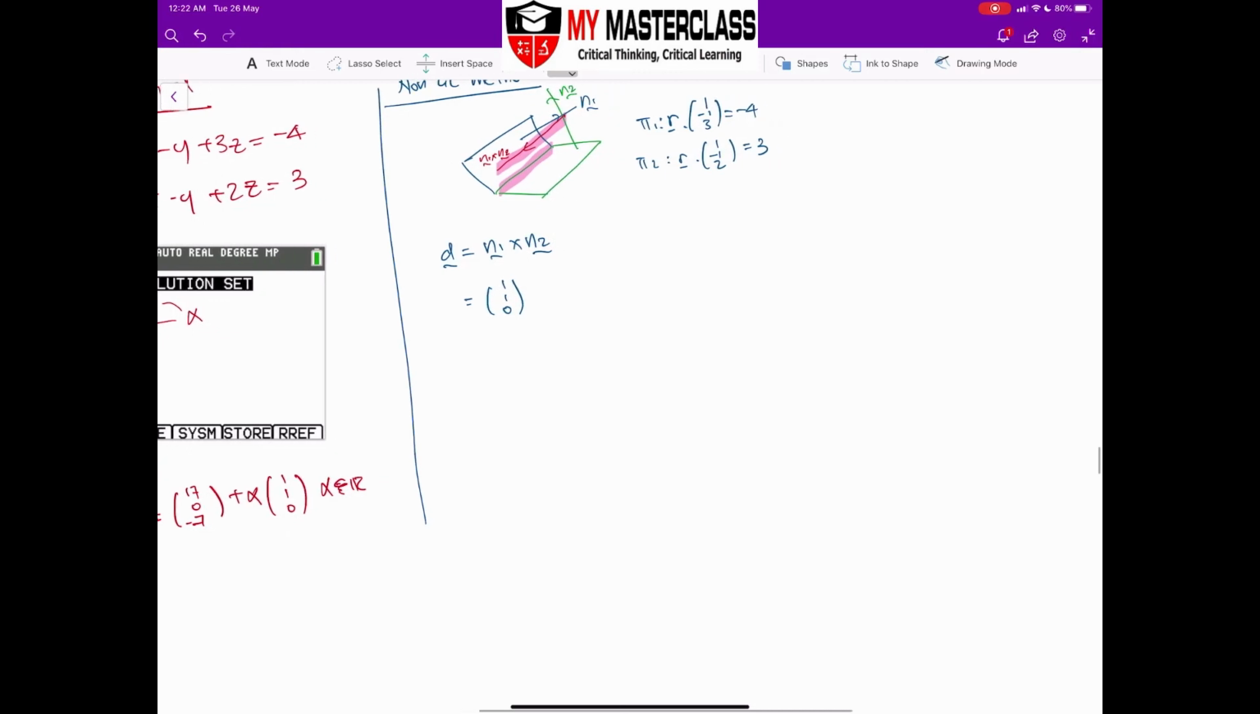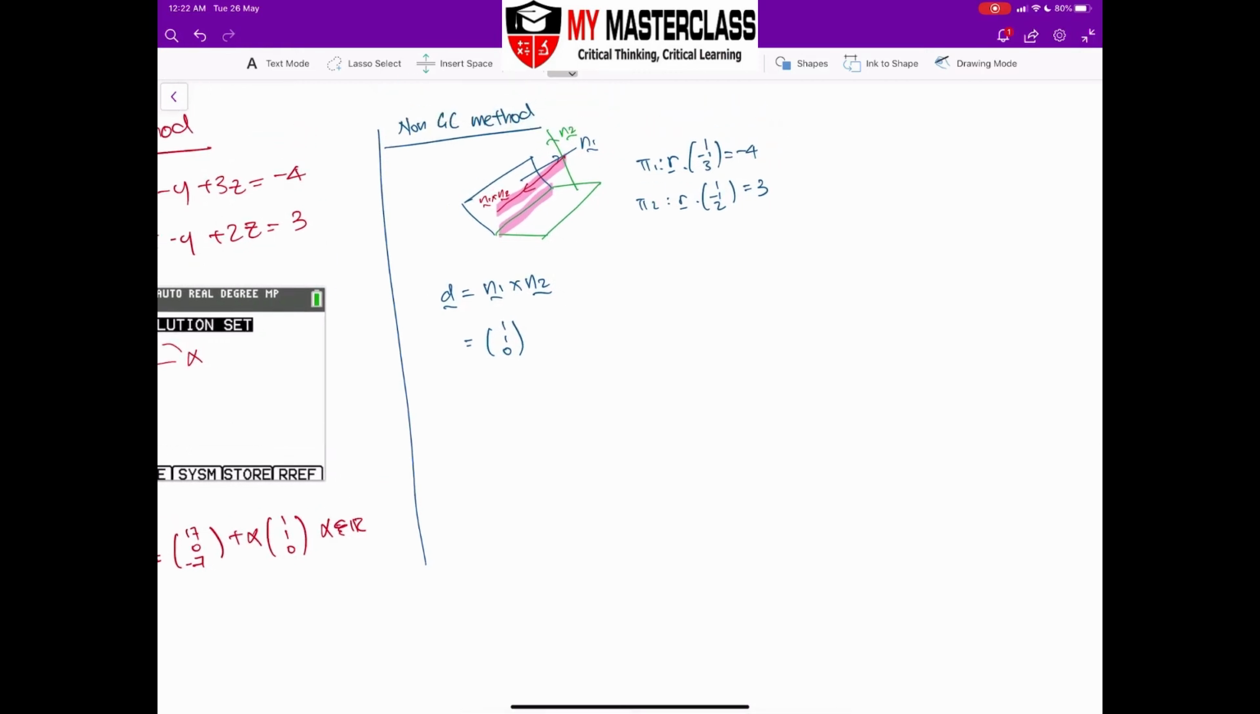Once you get the direction of the line, to form the line of intersection, we need another point that lies on the line of intersection. Just quickly show you. Let's say this is my line of intersection. I will need a point that lies on the line of intersection, and this point will actually lie on both planes. So what I'm going to do is let A be a point that lies on both plane 1 and plane 2.